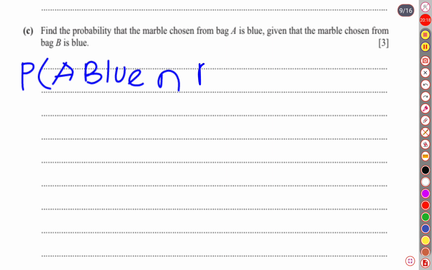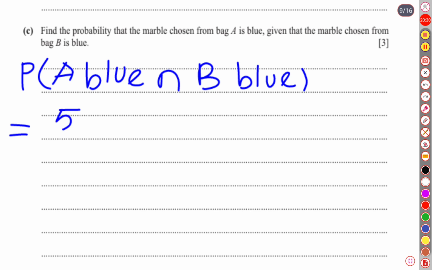Intersection bag B is also blue. So in bag A there were 5 blue marbles, so we will have to write 5 over 12. Okay. And in bag B, look at this. This marble has been kept in the second bag, bag B. So the number of marbles in bag B will be 9, because 8 plus 1 is equal to 9. And there were again blue marbles. There were 3 blue marbles. Now it will be 4 blue marbles.